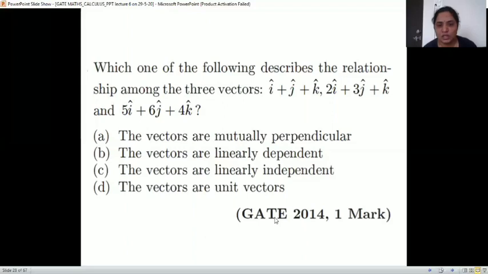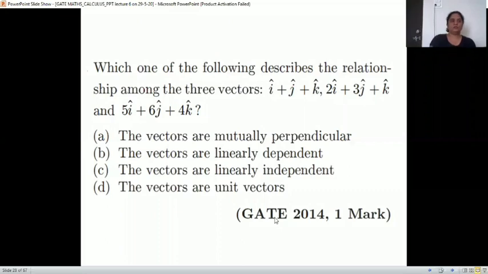Or when two vectors are said to be perpendicular? When the dot product is 0. Very good. If the dot product is 0, we say these vectors are perpendicular. We have to check. And unit vectors, we know if we take the modulus, it should be 1. Then we can say it is a unit vector. Just check any of the vectors, is their modulus 1? Square root of 1 plus 1 plus 3, it is not 1. So the unit vector part is over. Mutually perpendicular.